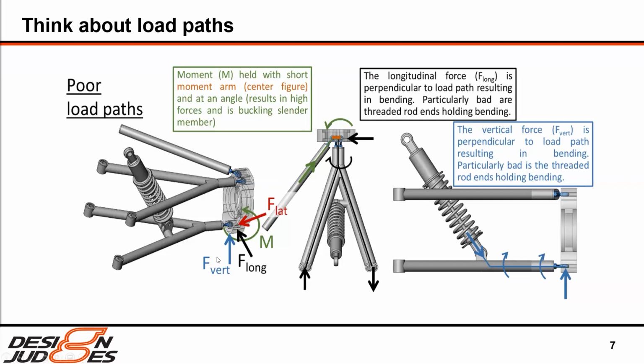Another issue with these load paths is you have this large longitudinal force, which gets reacted at the frame by these two forces like this. And you see that when you draw the load path between here and here, because you're turning at a right angle right here, you're going to have bending throughout this structure. Even worse is that you're going to have bending on this threaded rod end, right? And threads really do not like to hold bending.